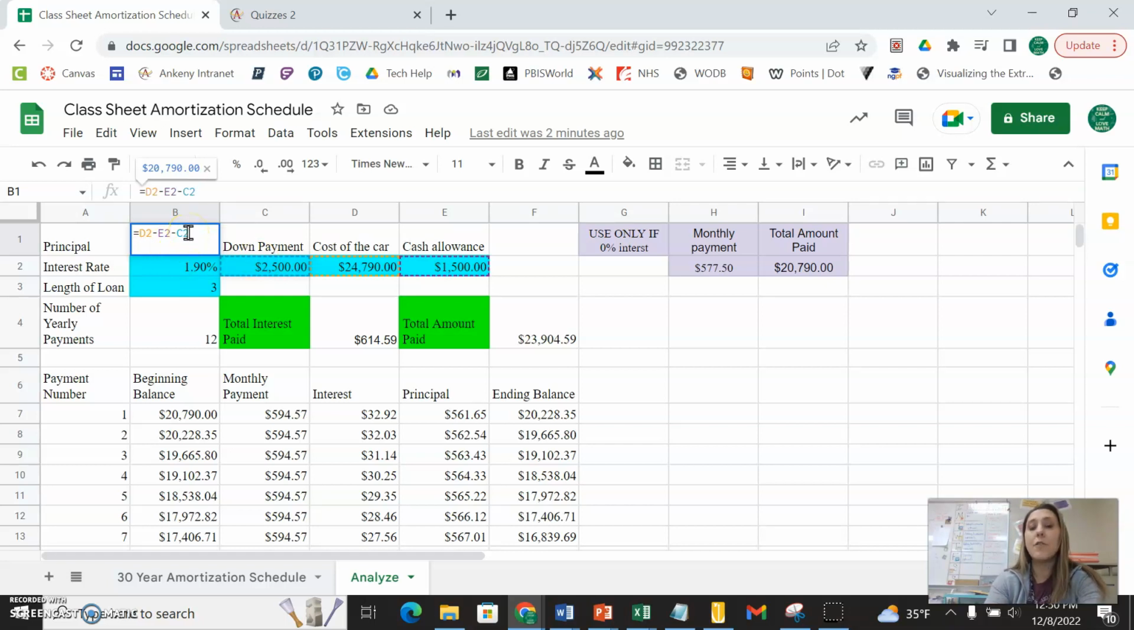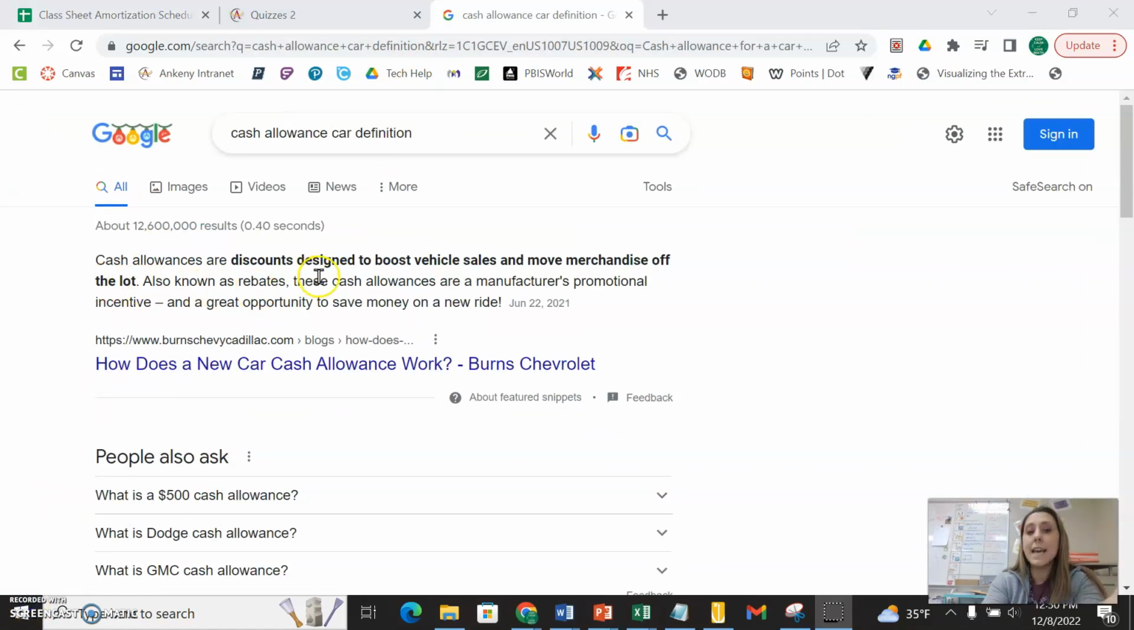So a cash allowance for vehicles, dealerships use those as like a bonus. Cash allowance is like a discount. It's designed to boost the vehicle sales and move merchandise off the lot. They're also known as rebates. They're basically a promotional incentive to get you to save money so that you'll buy the vehicle. Most of the time, people with really good credit scores will be offered this, or people who get a cash bonus or a cash allowance if they're renting, things like that. So if you lease a car. So that, if you were wondering what a cash allowance is, that's what it is.